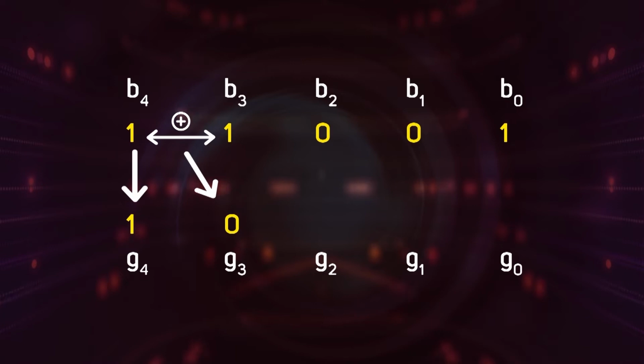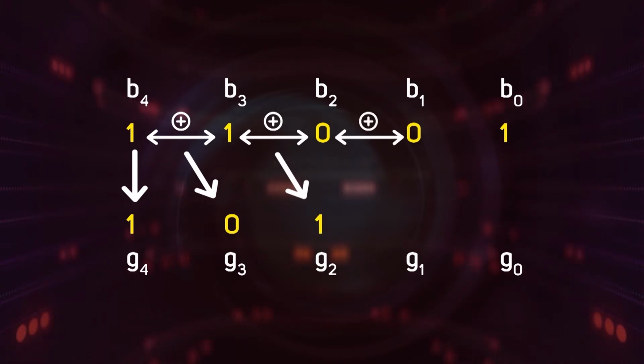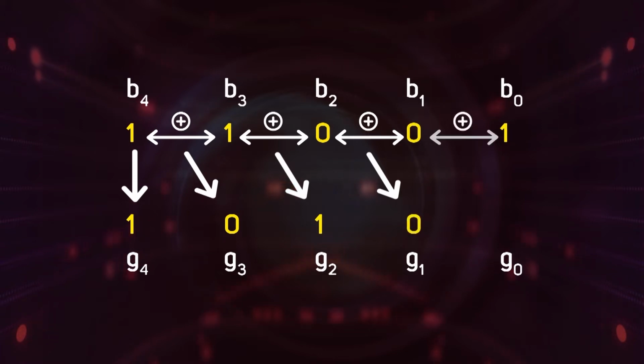The next bit G2 is obtained by adding B3 and B2. 1 plus 0 equal to 1. Add B2 and B1 to obtain G1. At last, B1 plus B0, that is 0 plus 1 equal to 1, that is G0. So, the gray code equivalent of 11001 is 10101. We shall do one more problem.